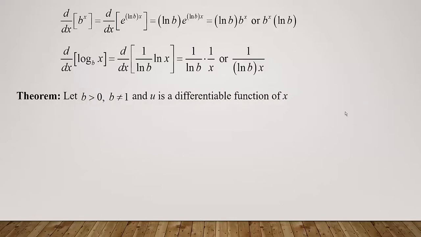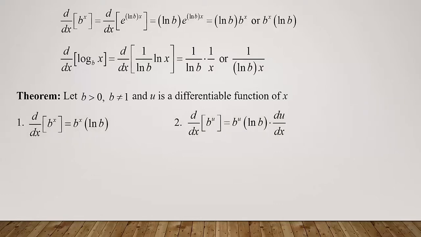In this theorem, b is positive, not equal to 1, and u is some differentiable function of x. Part 1 says, well, we just derived this up here: the derivative of b to the x is b to the x times natural log b. Now, if u is a differentiable function of x, when we differentiate b to the u with respect to x, we get b to the u times natural log b times du dx. That's the chain rule. It's just saying the derivative of the exponent.